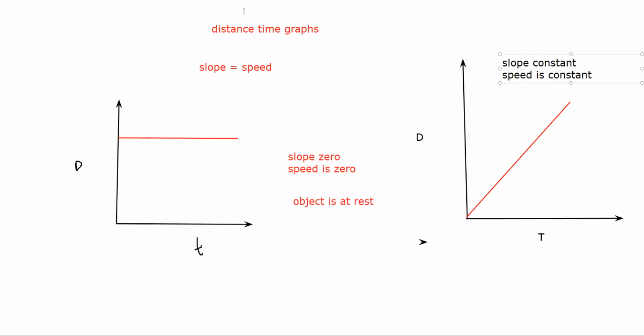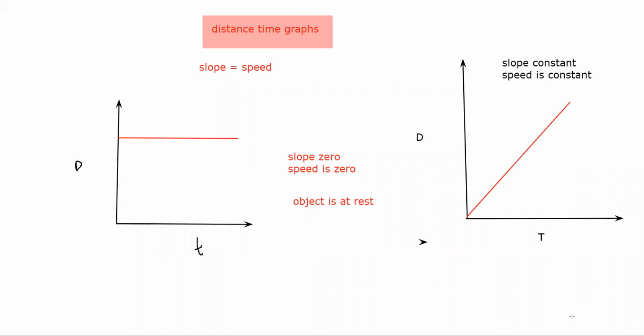So in the distance time graph, the slope represents speed. Same thing. Take the screenshot, then I will explain the remaining part.